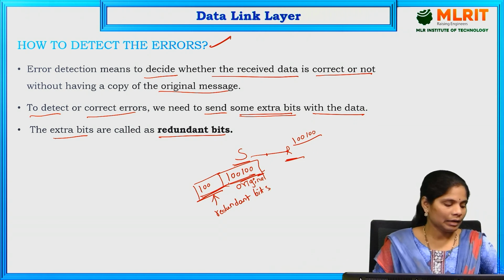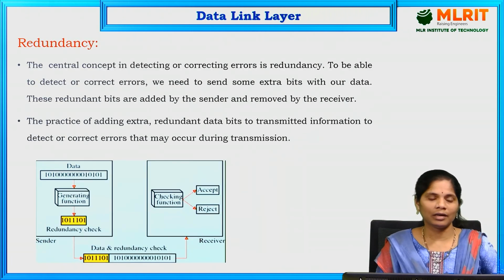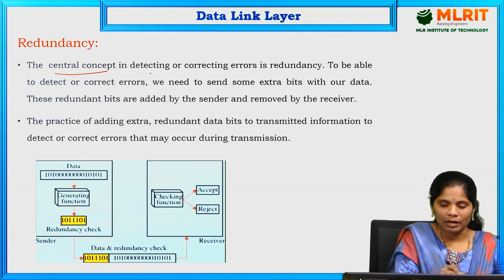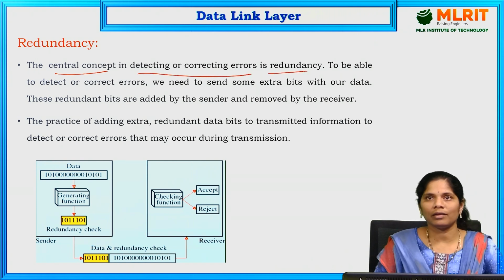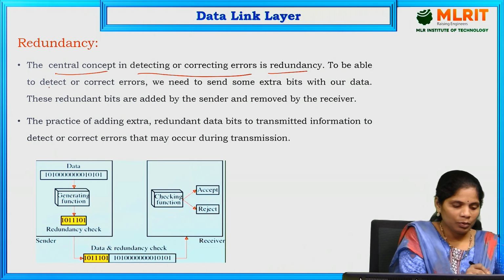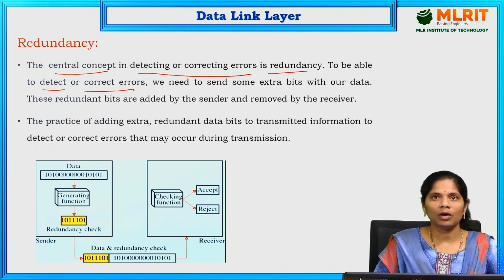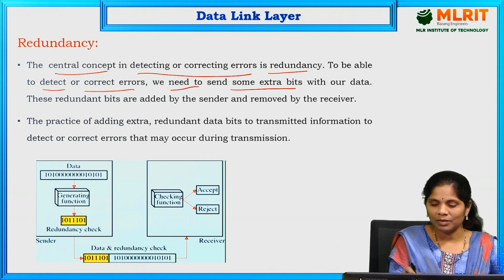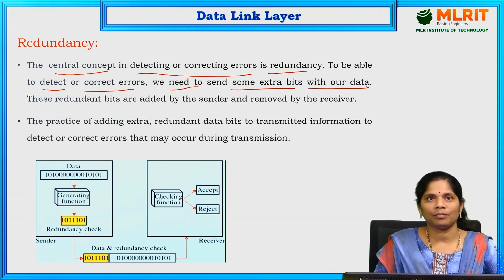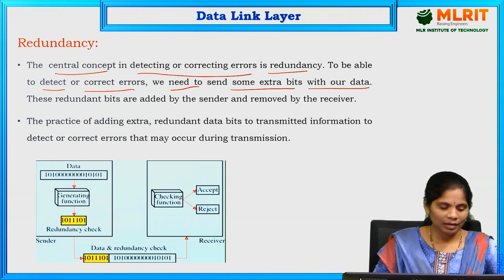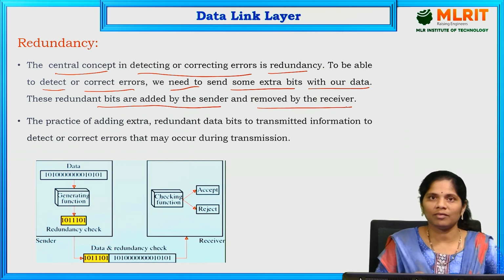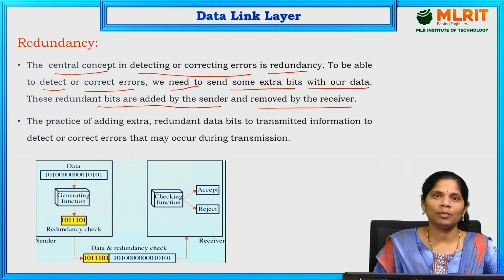What exactly is redundancy? First we have to see what redundancy is. Redundancy is the central concept for detecting and correcting errors. To be able to detect and correct the errors, we have to use the redundancy technique. First, we need to send some extra bits with our original data. That is the redundancy concept. These redundancy bits are added by the sender and removed by the receiver. It means the bits are added by the sender.